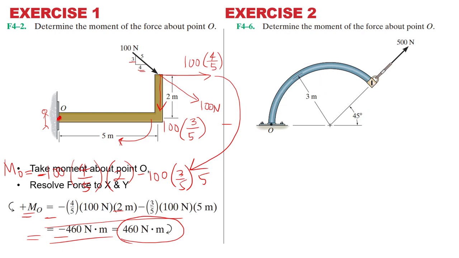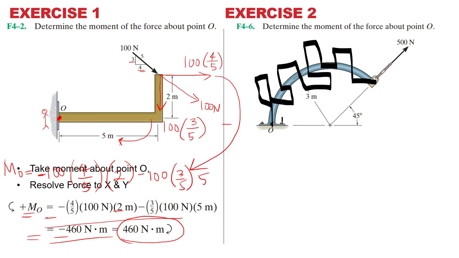Maybe the structure is like this. Like this, like this, like this. Goes like that, goes like that, and then goes all the way. Pelik gila structure ni kan? Tapi tak kisah tau. It doesn't care what the structure looks like. It can even be like this. I don't give a damn. Sorry. So, it doesn't matter what the structure looks like.